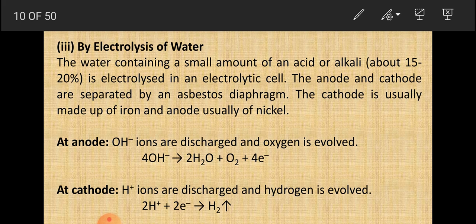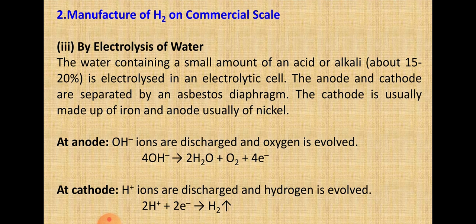The other is by electrolysis of water. The water containing a small amount of an acid or alkali, about 15 to 20%, is electrolyzed in an electrolytic cell. The anode and cathode are separated by an asbestos diaphragm. The cathode is usually made of iron and the anode usually of nickel. So what will be the reaction at the anode? Hydroxide ions are discharged and oxygen is evolved. And the reaction at the cathode will be hydrogen ions are discharged and hydrogen is evolved.